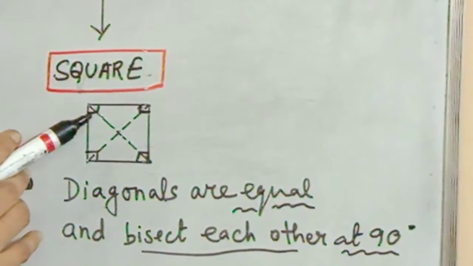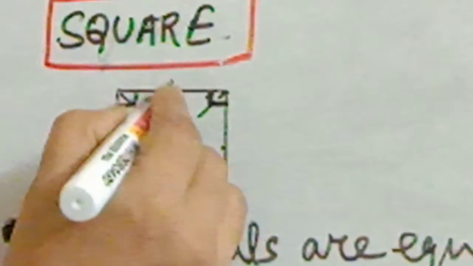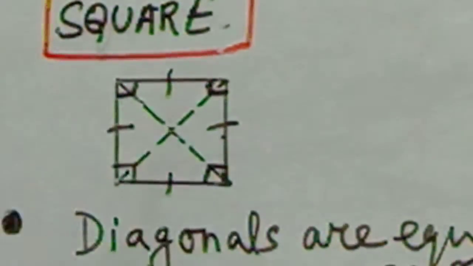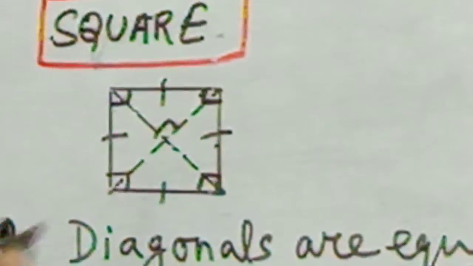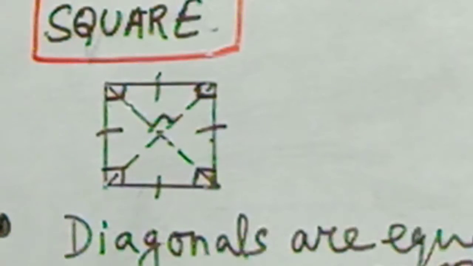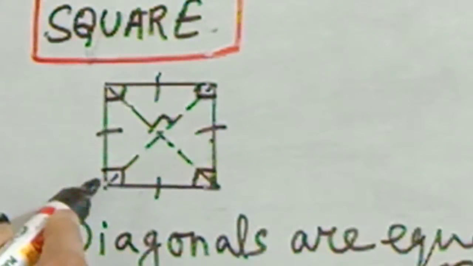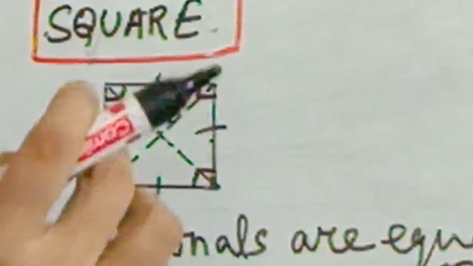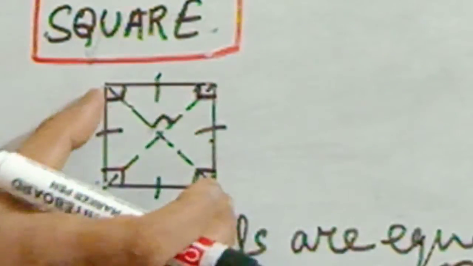So in a square, you know that all the sides are equal. All the angles are 90 degrees. Diagonals bisect each other. Whenever you see that it is a parallelogram, the diagonals bisect each other. That means diagonals also bisect here, and the condition is diagonals bisect each other at 90 degrees. Extra is the length of the diagonals is also equal.